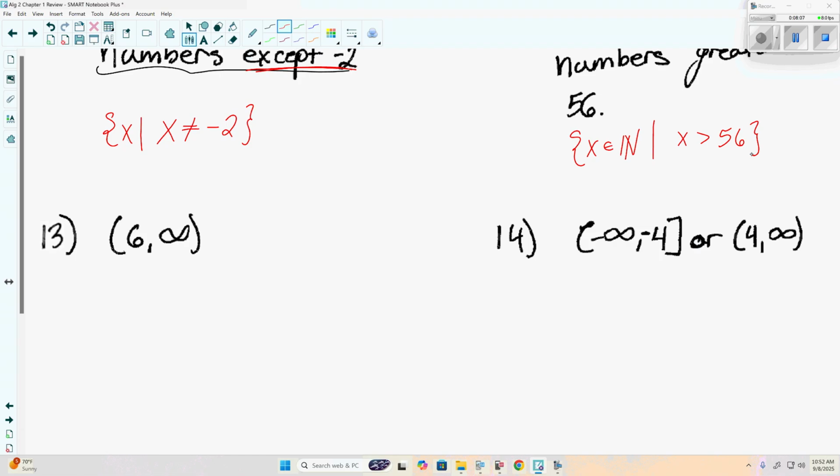Now number 12 on the answer key, I accidentally left out the x as an element of the natural numbers, but that would be the correct answer for this here. Any other questions on this here? Be good with this here.